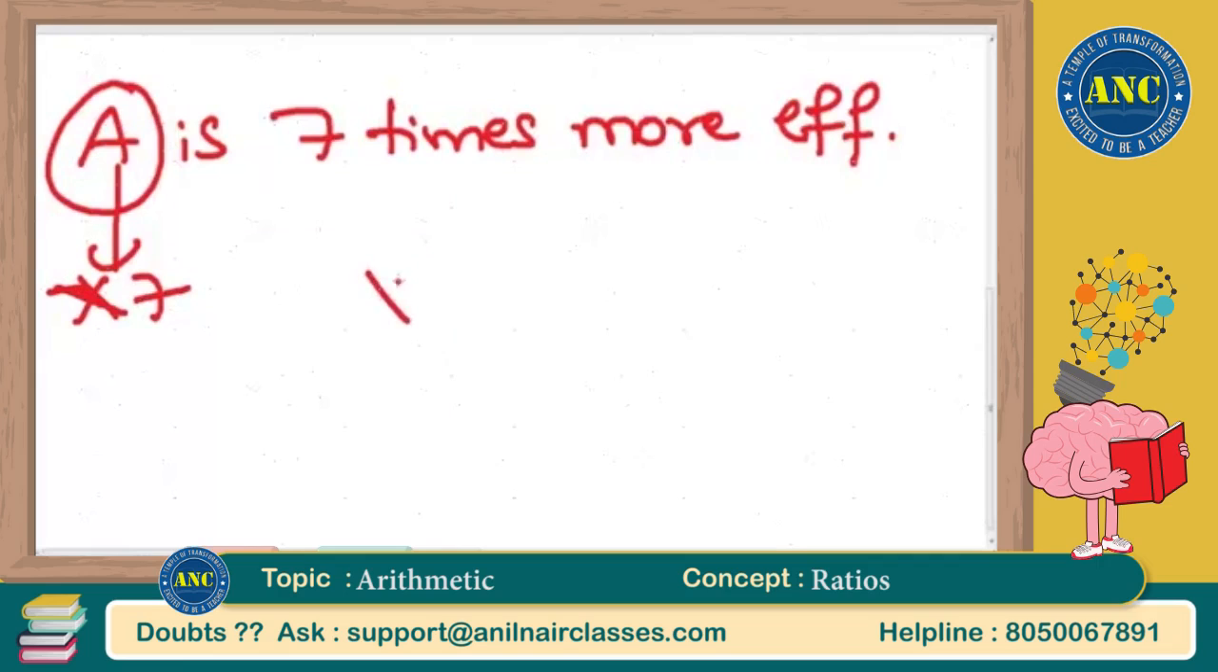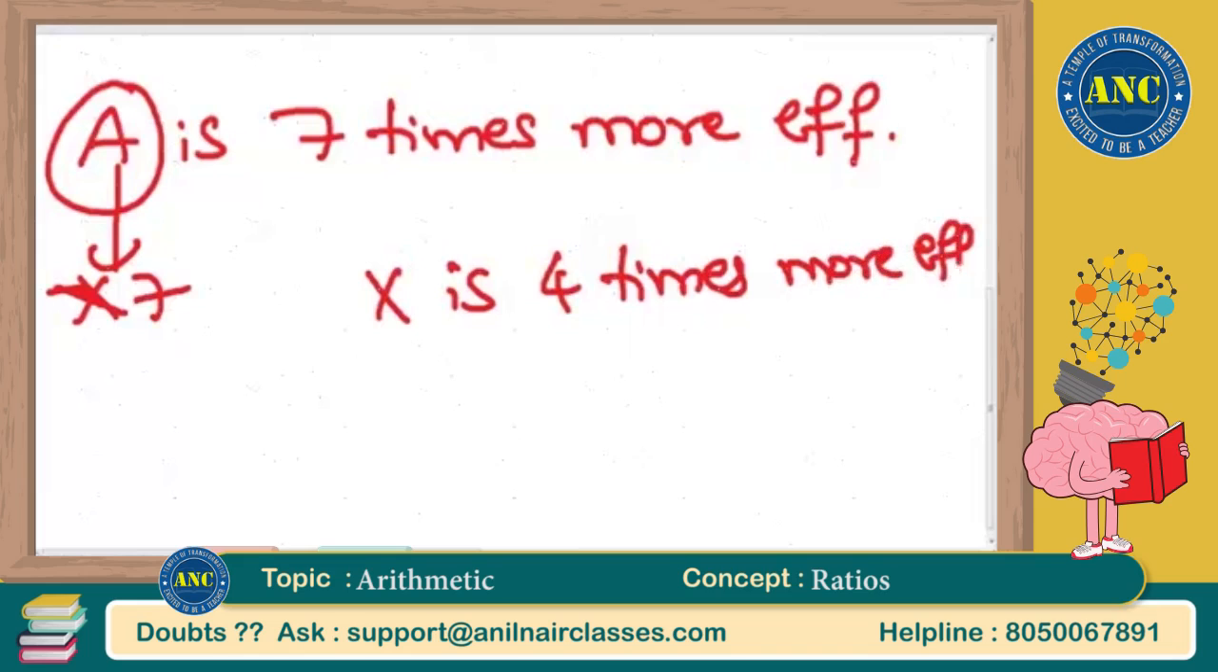Suppose I tell you X is 4 times more efficient than Y. I will multiply only the X value by 4.